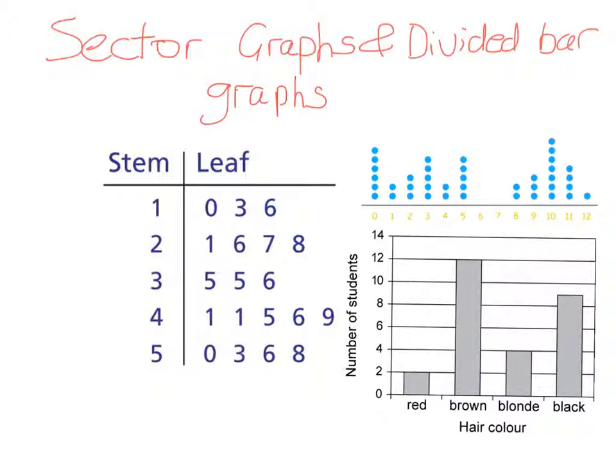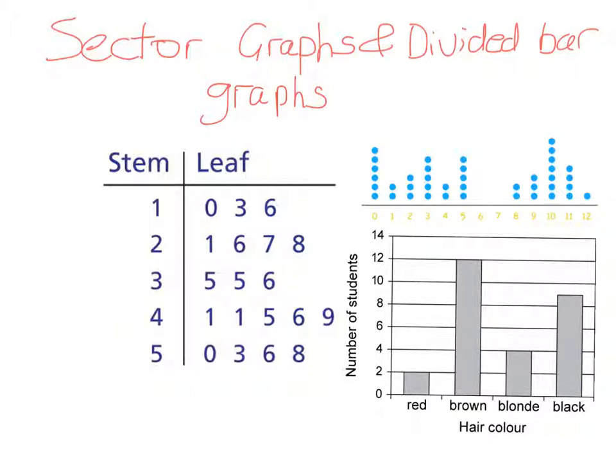But sector graphs and divided bar graphs are used for a different purpose. They're actually used to show you not how many people were in some particular category, but rather the proportion of people that were in that category. And that's something that you can't get from the dot plot, column graph, or stem and leaf plot directly.